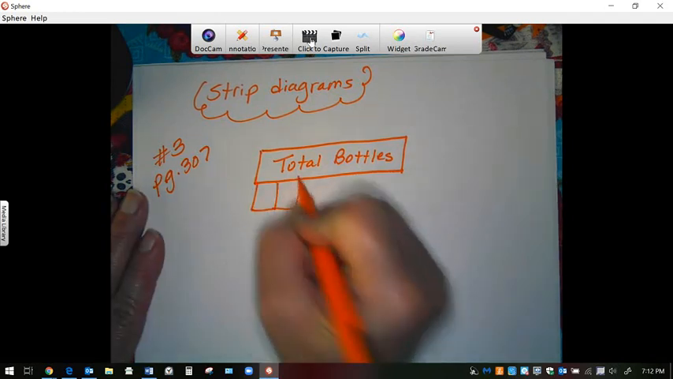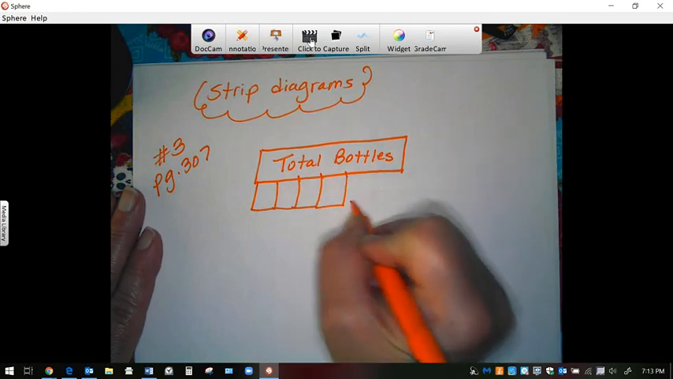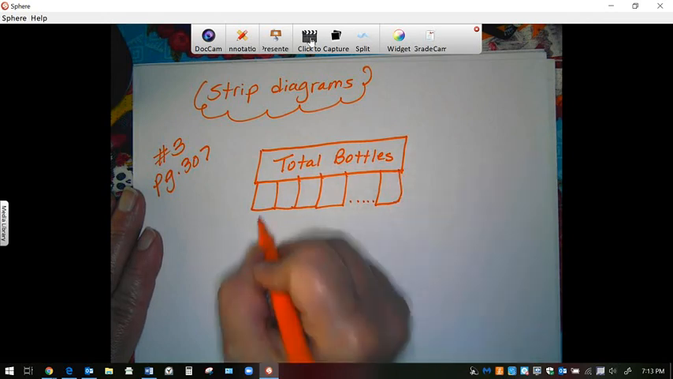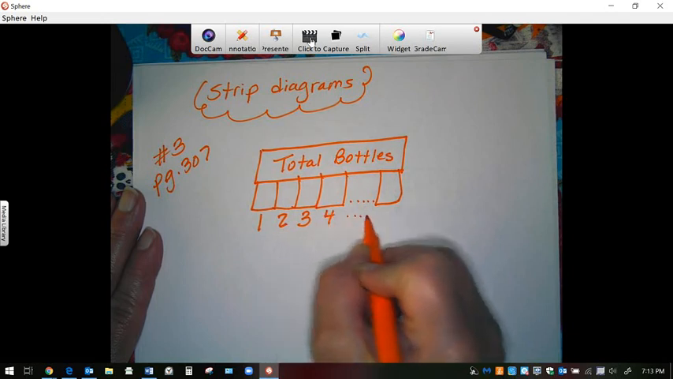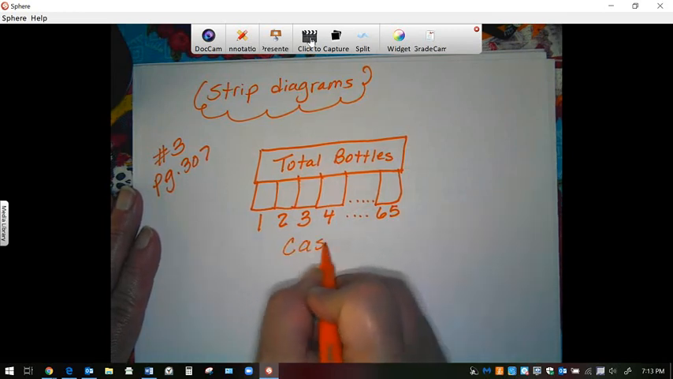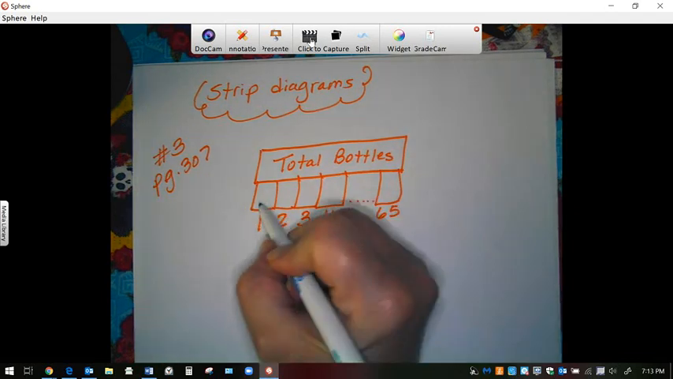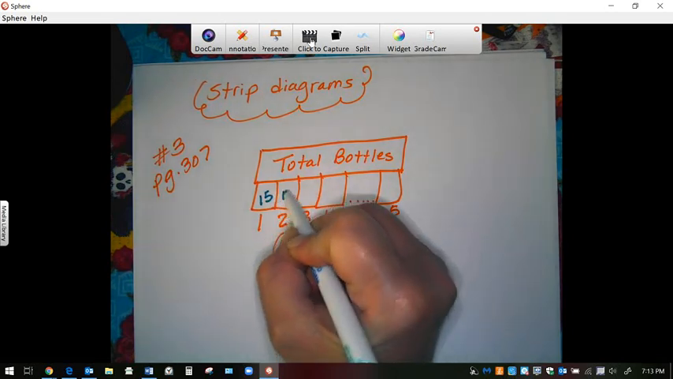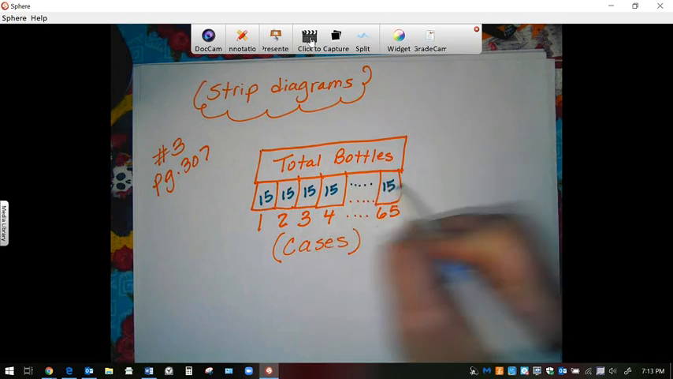1, 2, 3. It is impossible to draw 65 cases, so we're going to go 4, 5, 6, 7, 8, 9, 10, 11, all the way to 65. So these dots will represent all the numbers in between, from 4 all the way to 65. And these are your cases. These are how many cases they had of shampoo. And every case had 15 bottles. So in case number 1, there were 15 bottles. In number 2, there were 15, all the way to the 65th case.